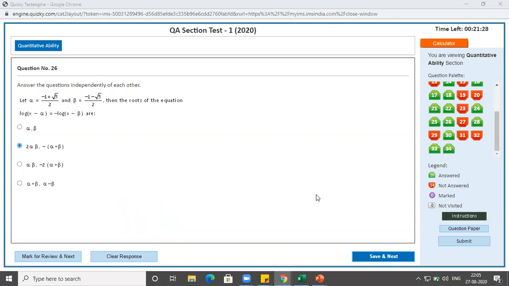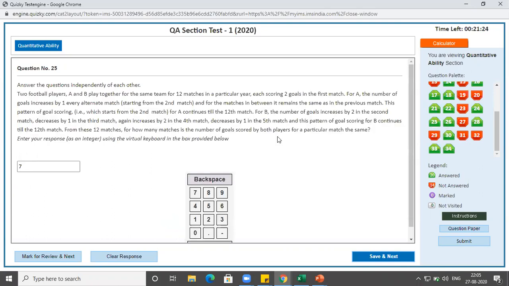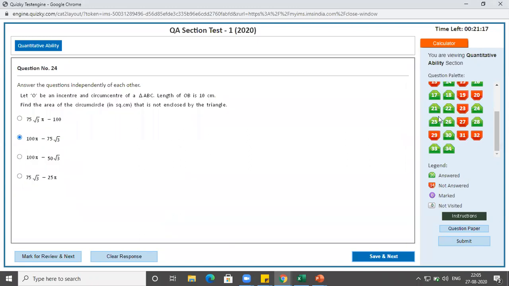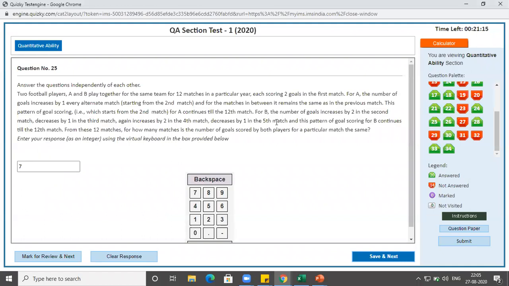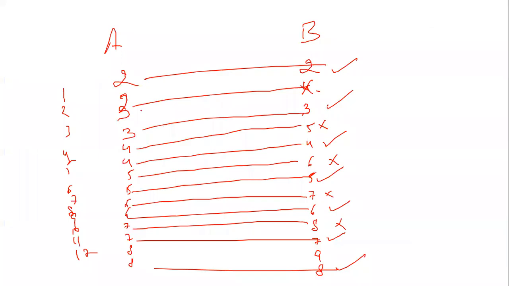Okay, I'm back. So we were at question number 25. We just got this answer. Let's move on. Find out the number of matches here. So this is question 1. How many matches are there? 1, 2, 3, 4, 5, 6, 7, 8, 9, 10, 11. Answer is 6.